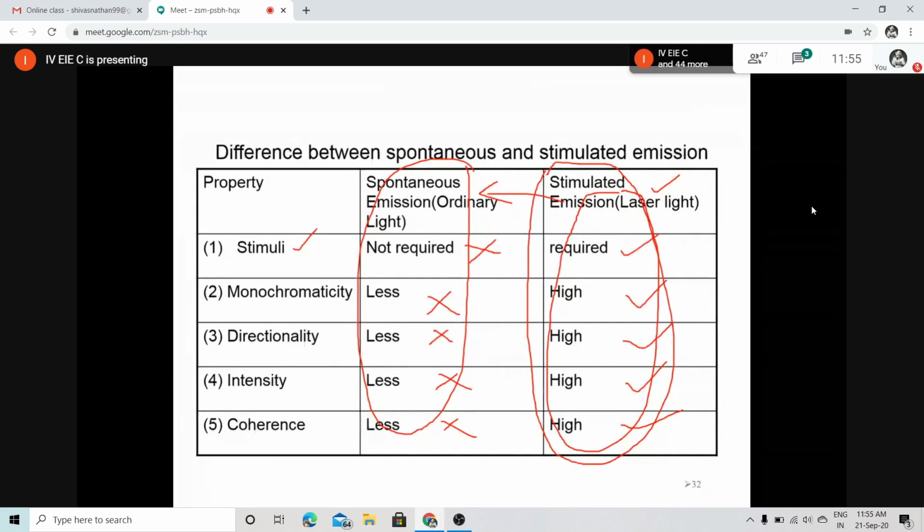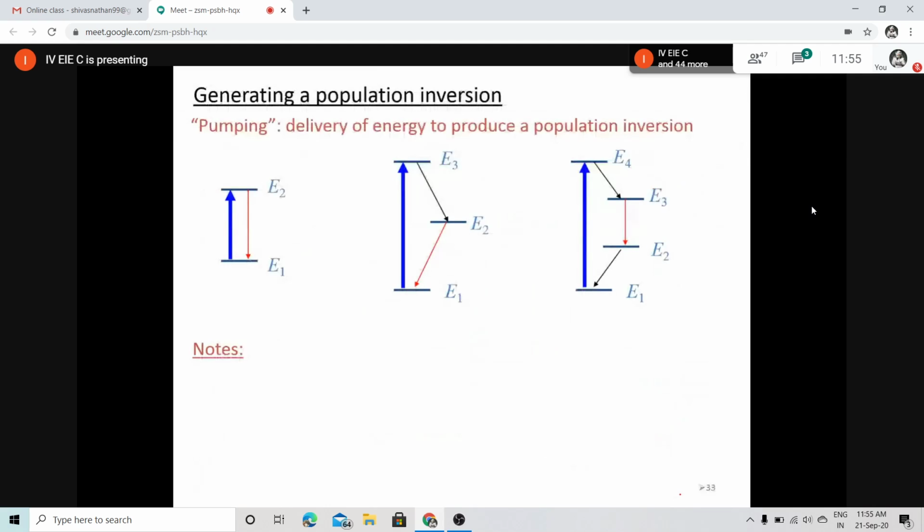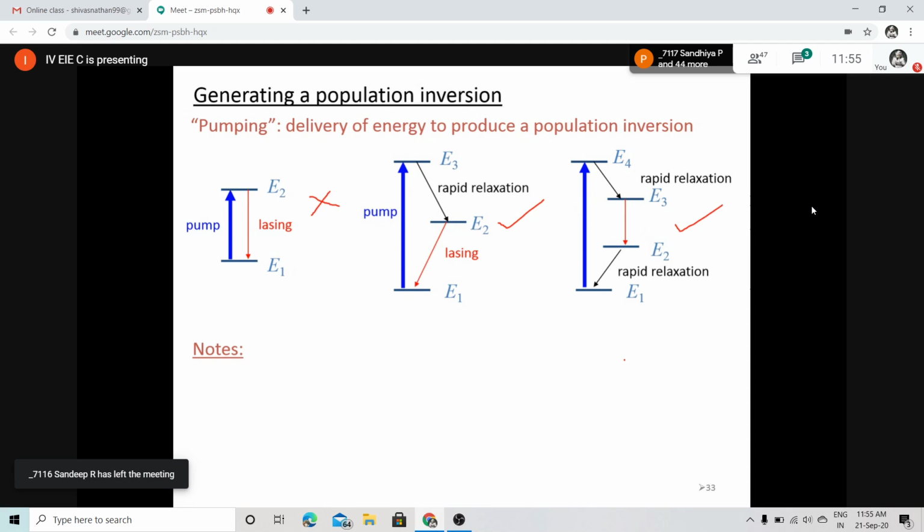Now, thinking about pumping, we have different pumping actions to be produced. Here we have a 3-level laser and a 4-level laser action that you could easily understand. The 2-level laser is not practically possible. We cannot achieve population inversion practically in a 2-level laser. Here and here we can achieve population inversion by practical means.